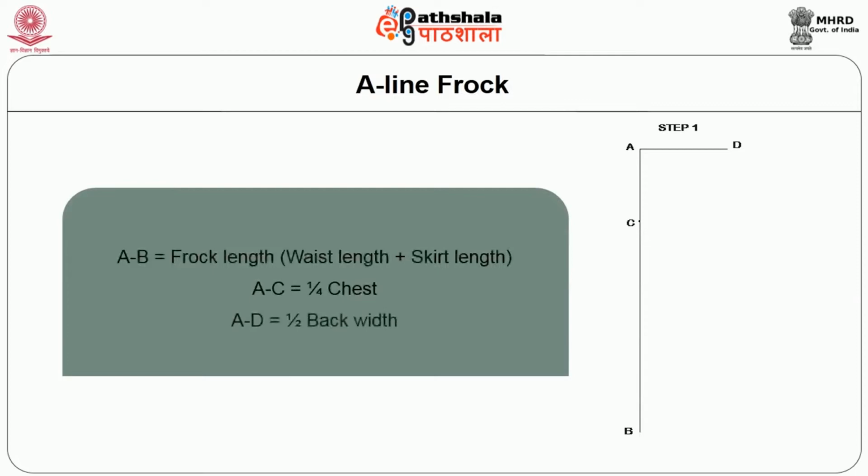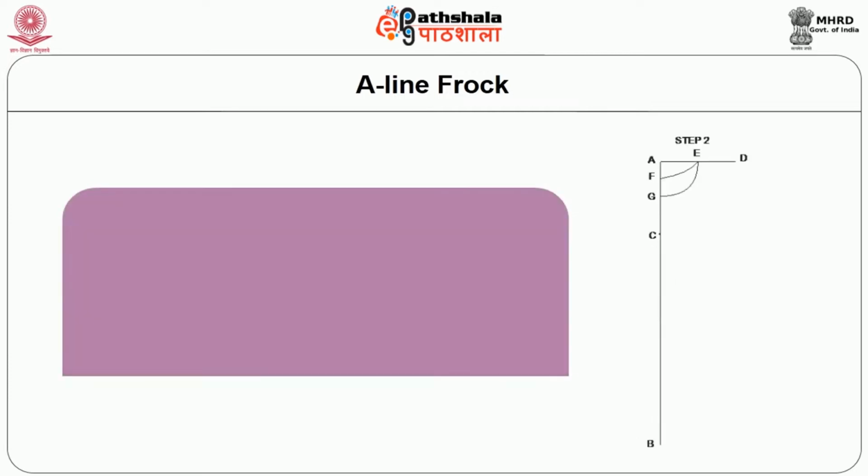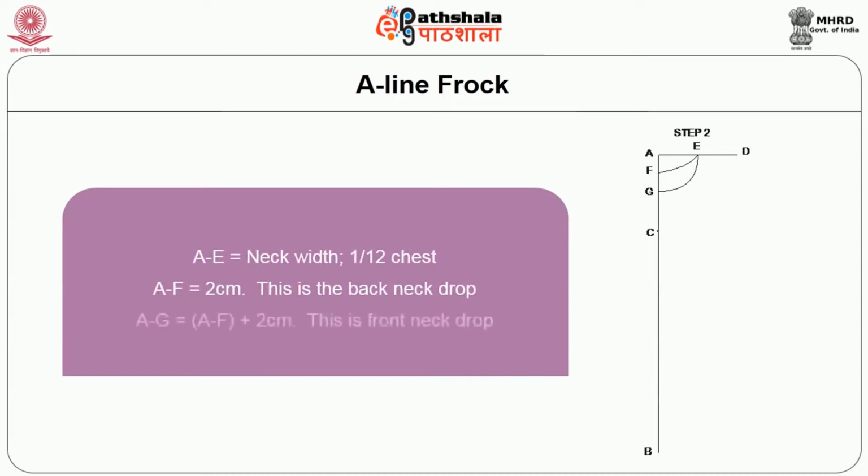A to B is the frock length. It can also be calculated as waist length plus skirt length. AC is 1/4 chest. AD is half back width. AE is neck width, that is 1/12 chest. AF is 2 cm. This is the back neck drop. AG is equal to AF plus 2 cm. This is the front neck drop.